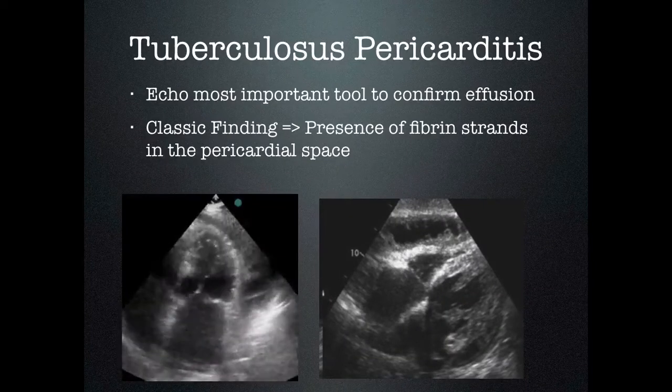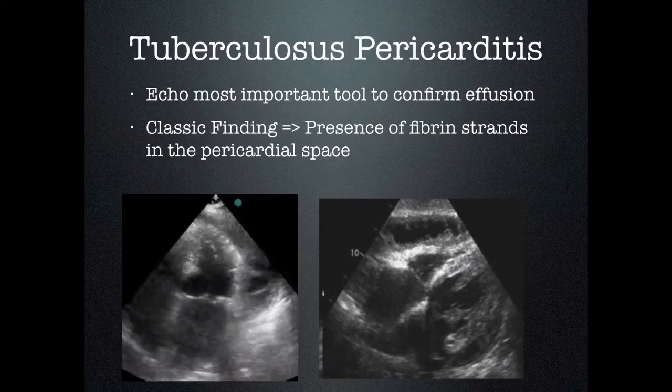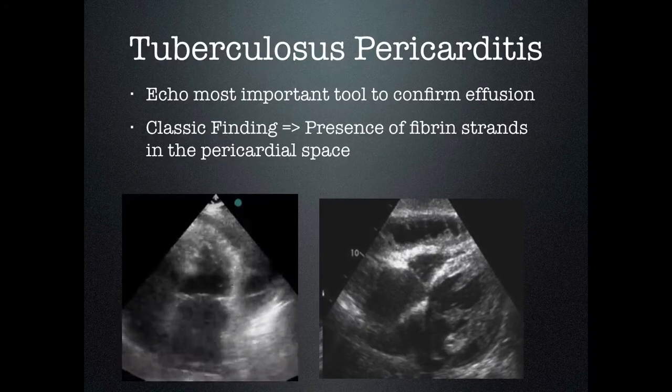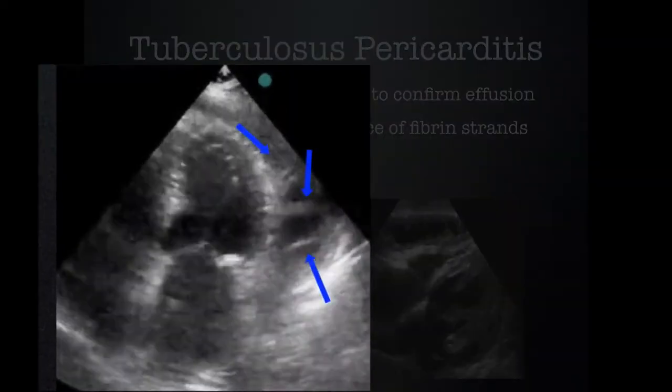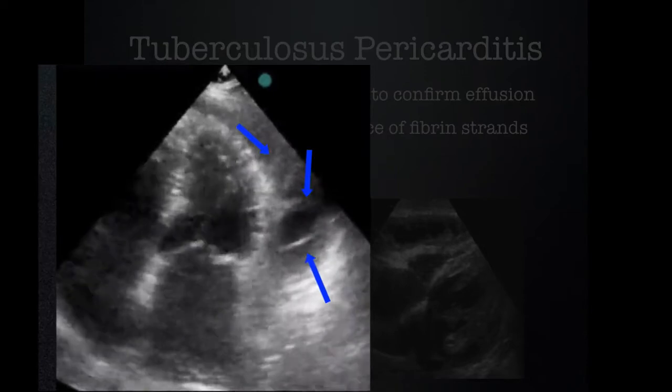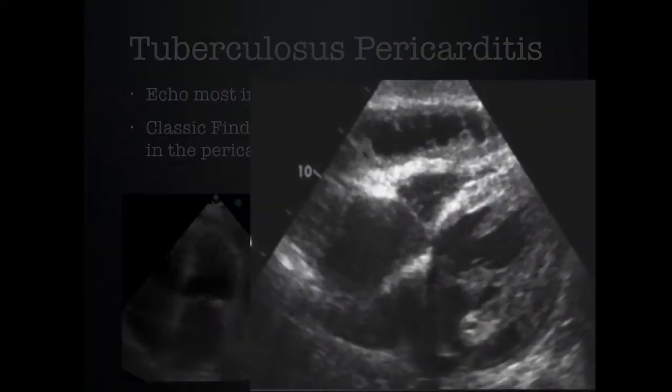Echo is one of the most important tools to confirm an effusion. We've talked about this before, but echo can show you the characteristics of the fluid. Therefore, you can see the fibrinous strands in the effusion as we see on the left, as well as the more caseous effusion and thickening of the pericardium that we see on the right.